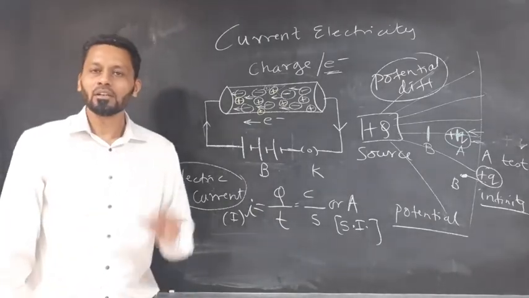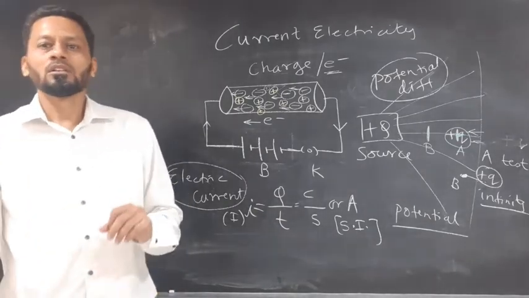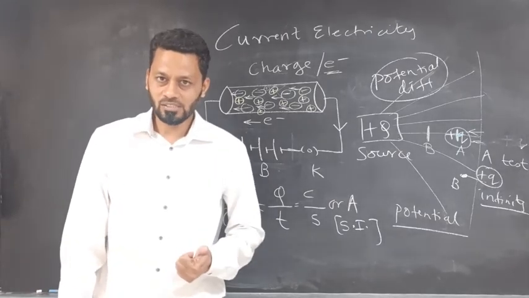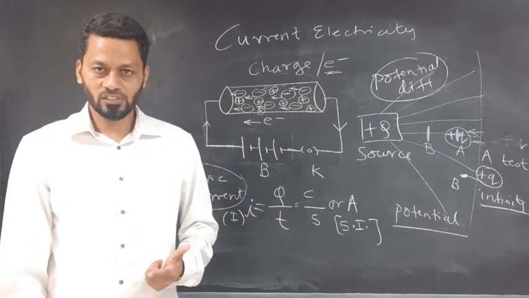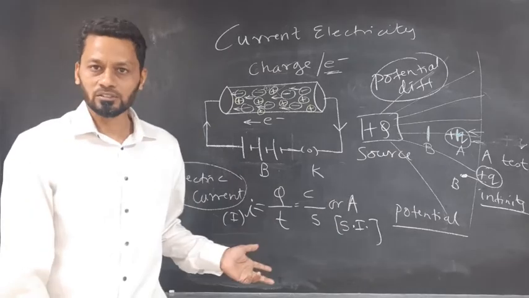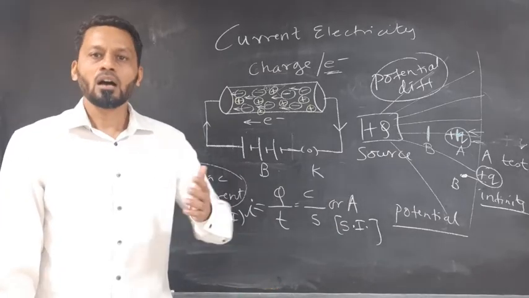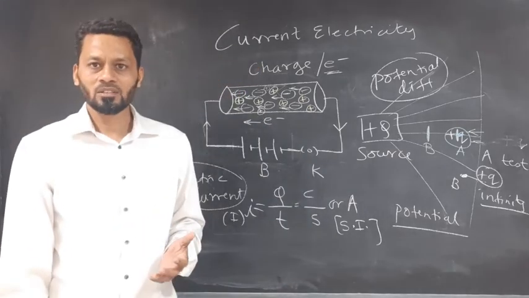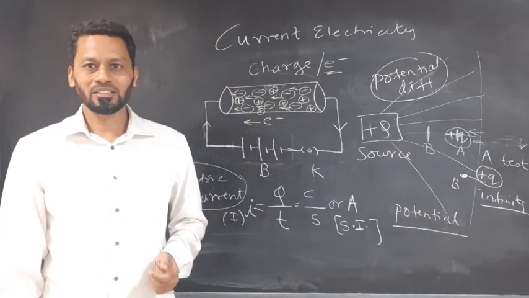So we did three important terms of this particular chapter. The first we did was resistance, the second potential difference, and the third was electric current. After this there are many more important terms, but we'll do them in the next class.